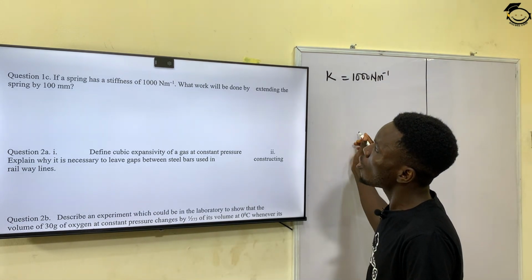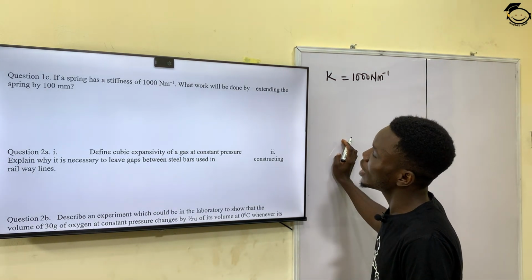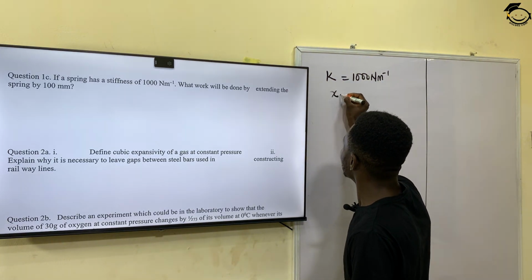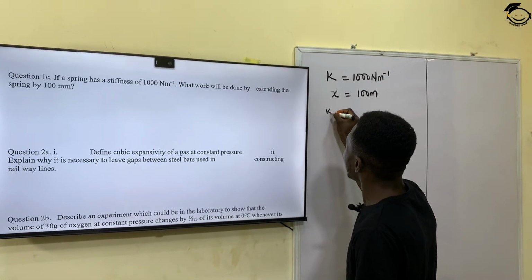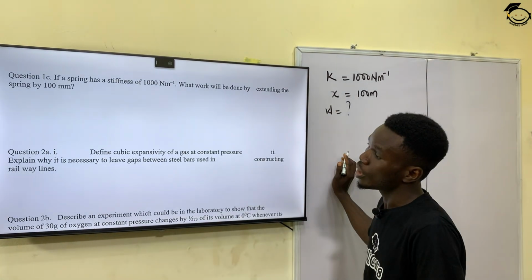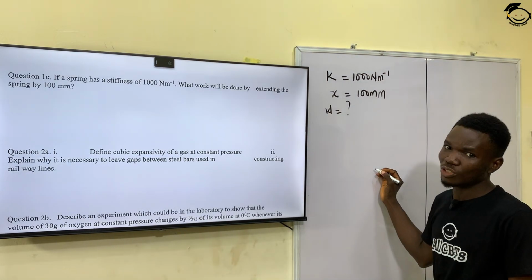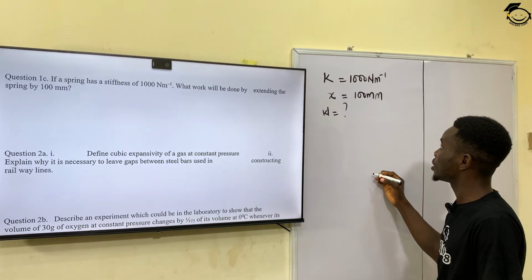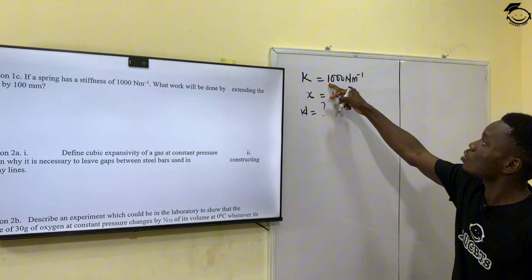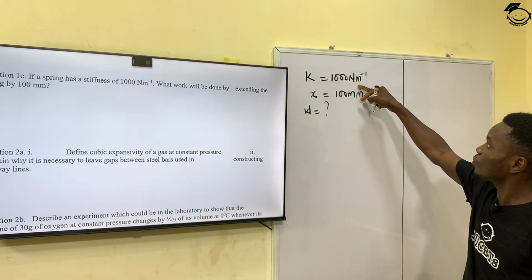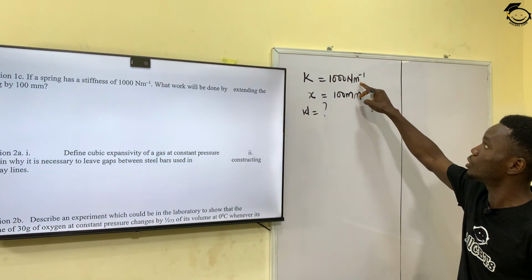They said, what work will be done by extending the spring by 100 millimeters. So the extension here is 100 millimeters, and they are asking us what is the work done. We know that our 100 millimeters cannot remain as 100 millimeters, so I'm going to convert it to meters. Because if you look at our unit here, our force constant or degree of stiffness is Newton per meter, which means the original unit of our extension should be in meters.